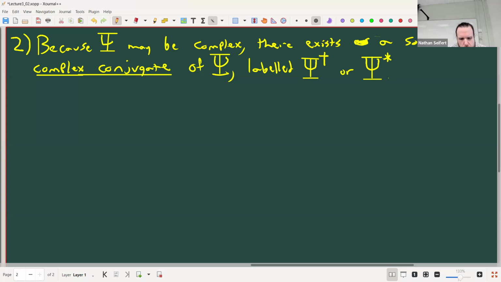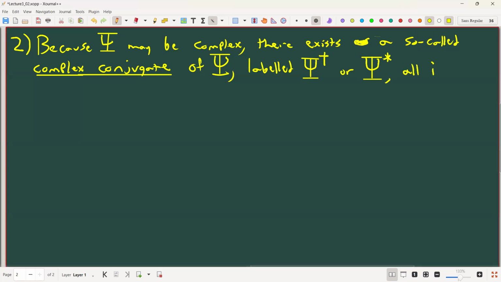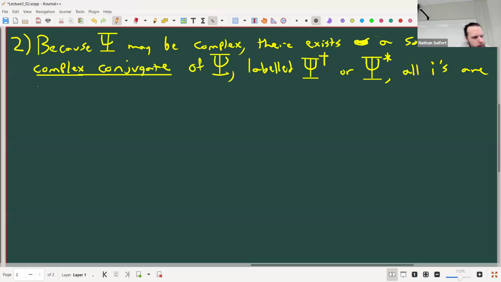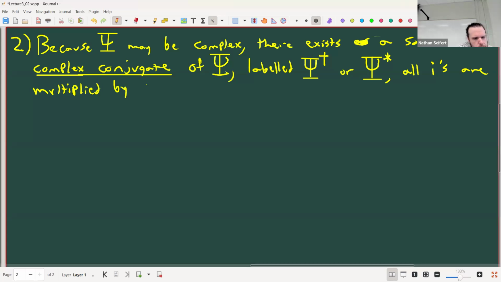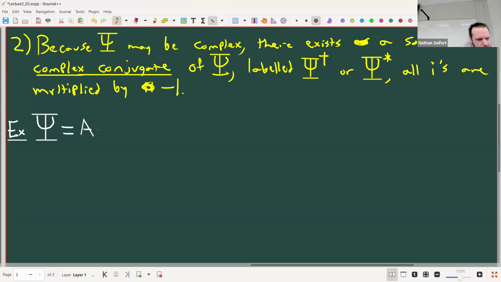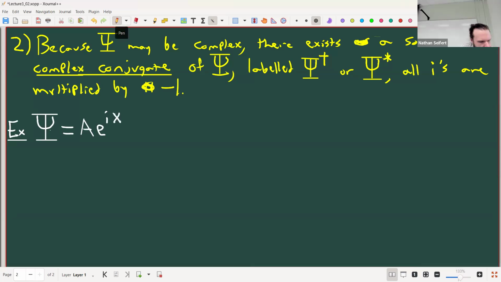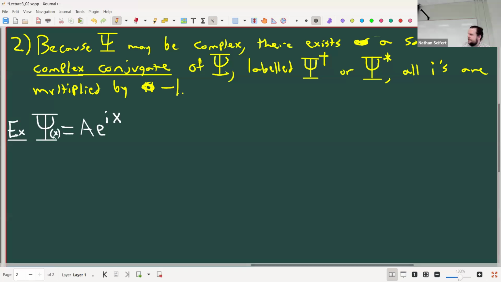To calculate, it's just where all i's are multiplied by -1. All right, so let me give you an example. If psi is equal to some number a, e to the i x, where x is the position, so this is psi of x, e to the i x.